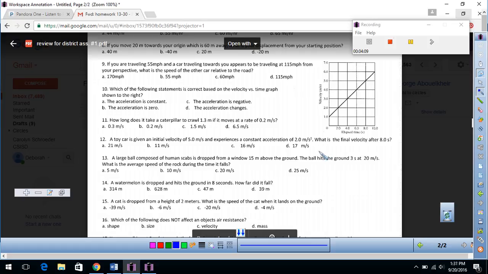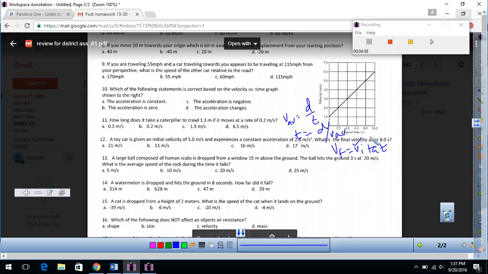How long does it take a caterpillar to crawl 1.3 meters if it moves at a rate of 0.2 meters per second? Well, if speed is equal to distance over time, and you're looking for time, it's just going to be distance divided by speed. All right, toy car is given an initial velocity of 5 meters per second, accelerates at 2 meters per second squared, final velocity at 8 seconds, VF equals VI plus AT.